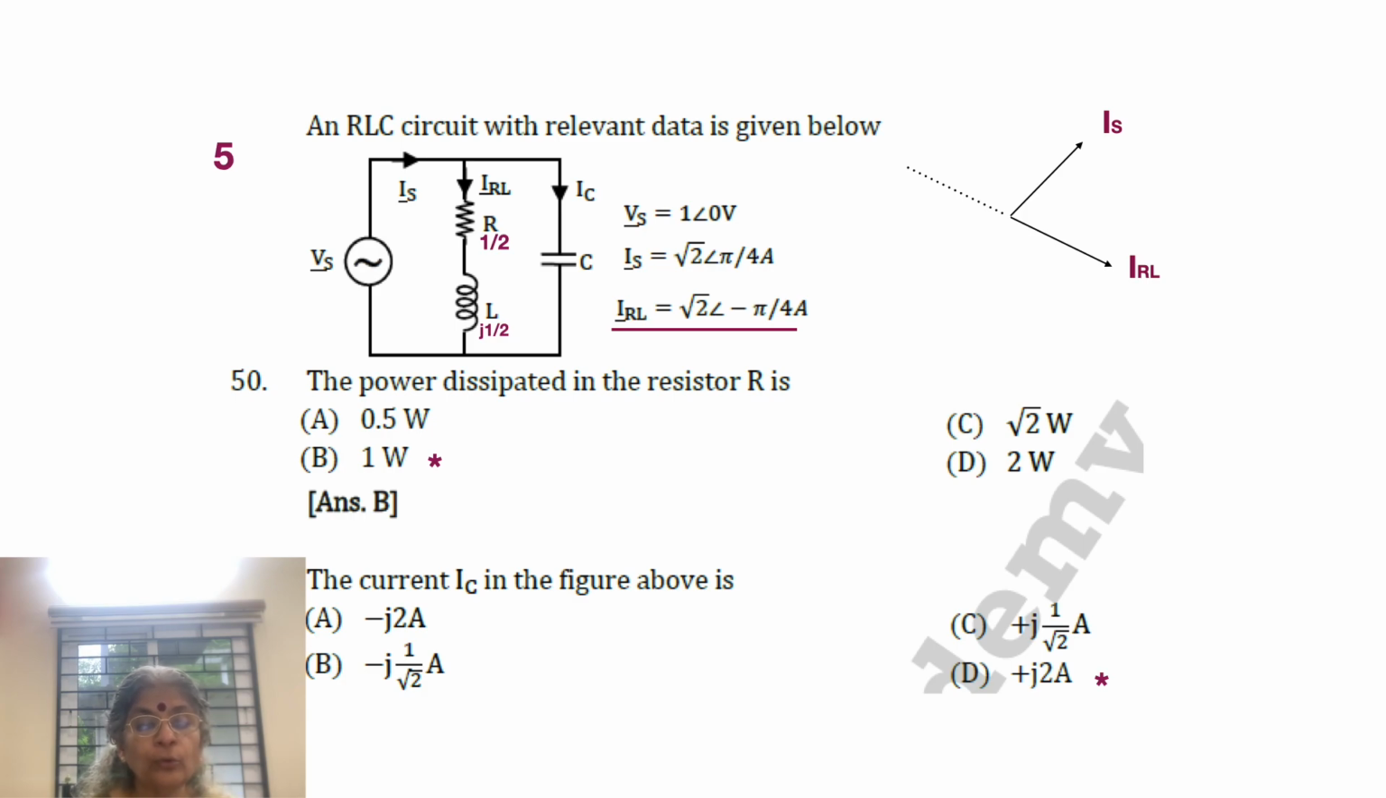I_S is equal to root 2 angle pi by 4. So what is pi by 4? 45 degrees. Okay, so that tells you something. That is, the current has an angle of 45 degrees. Why? Okay, so let's see that. I_RL is equal to root 2 angle minus pi by 4.